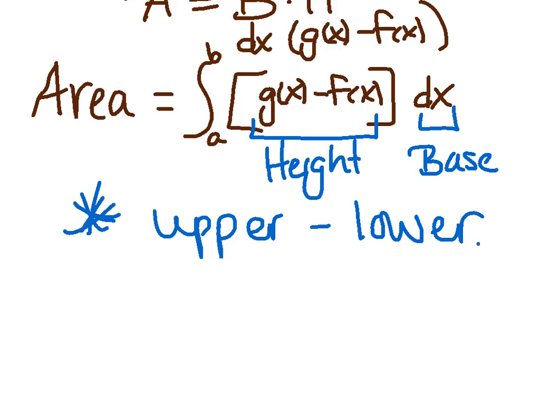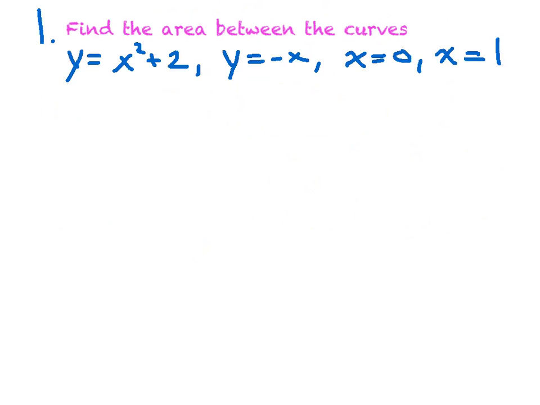All right, so let's get our hands dirty and dive in. Question 1. Find the area between the curves y equals x squared plus 2, y equals negative x, x equals 0, and x equals 1. Now, like I said, these questions are typically non-calculator, so you have to be able to sketch this without the use of a graphing utility.